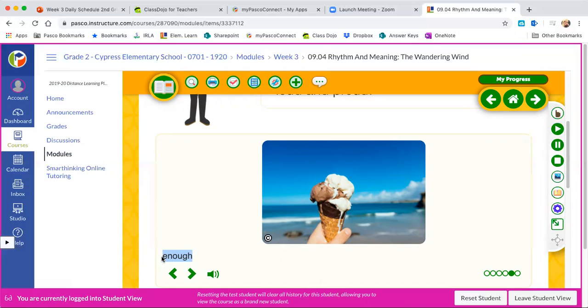Did you read it as enough? It's tricky because it does not follow normal phonics rules at all. The GH does not make the sound that you think it would make. Enough.